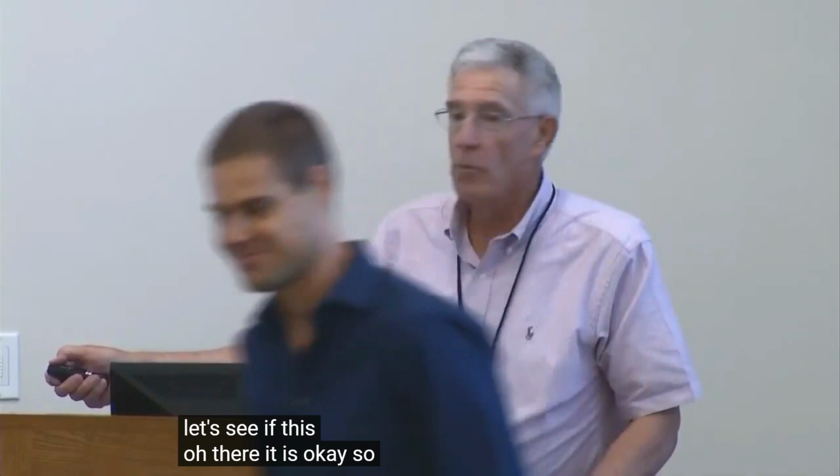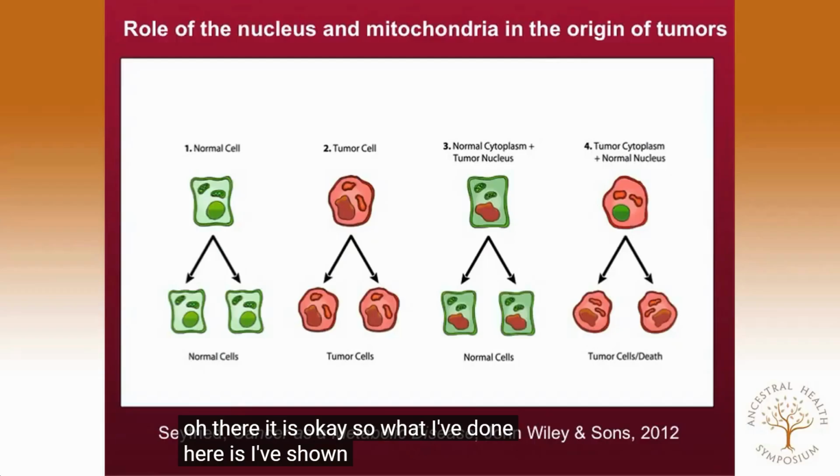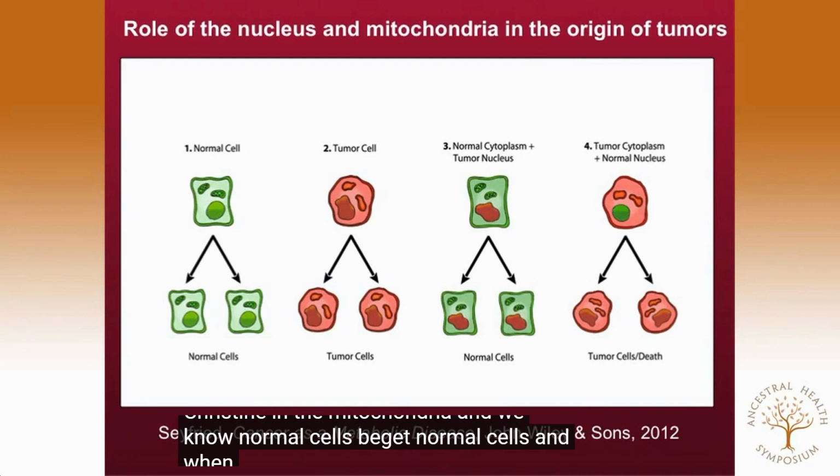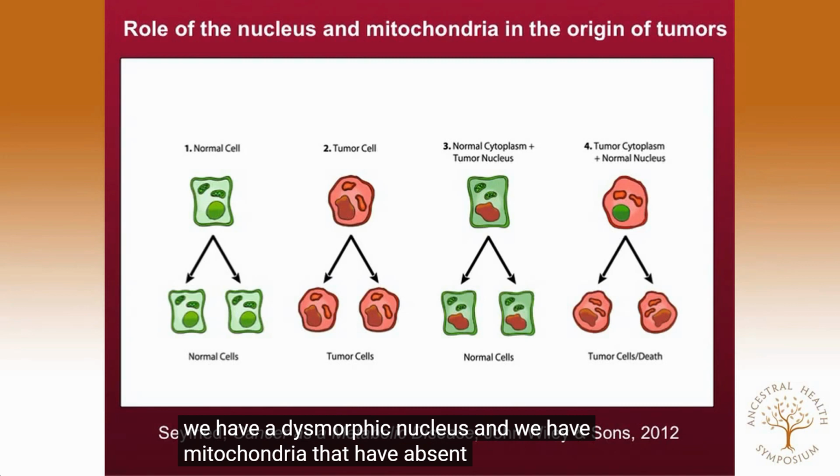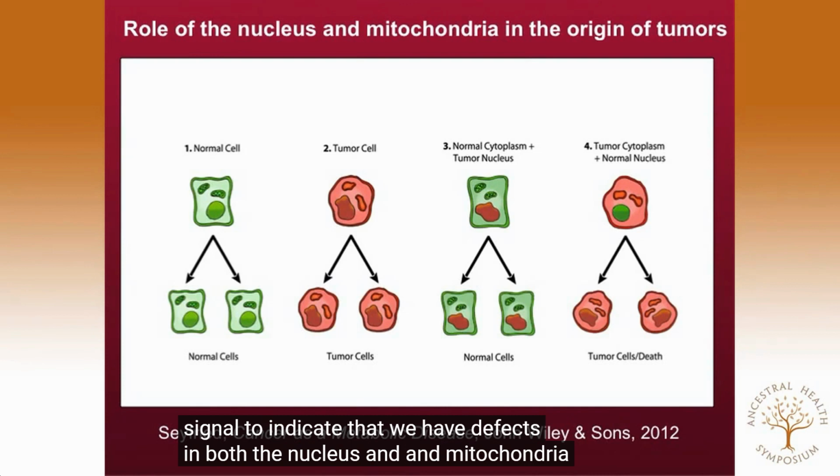Okay, so what I've done here is I've shown a normal cell in green and a tumor cell in red. What I've shown is a normal nucleus and cristae in the mitochondria. And we know normal cells beget normal cells. And when we look at the cancer cell in red, we have a dysmorphic nucleus and we have mitochondria that have absent cristae, to indicate that we have defects in both the nucleus and mitochondria in the cancer cell, and cancer cells beget cancer cells.